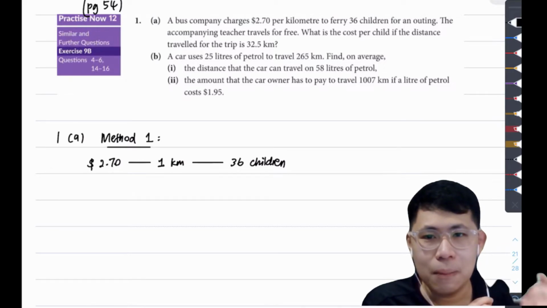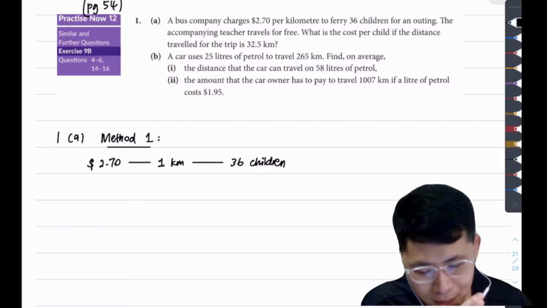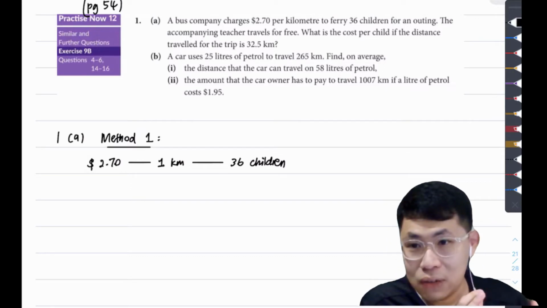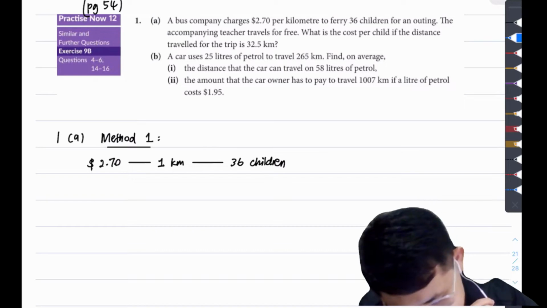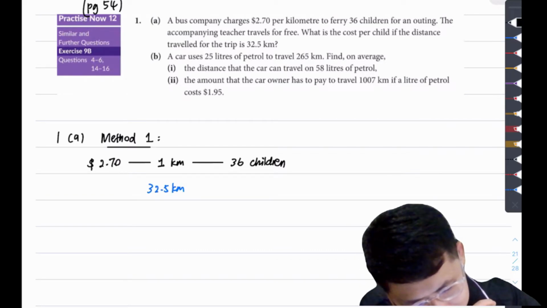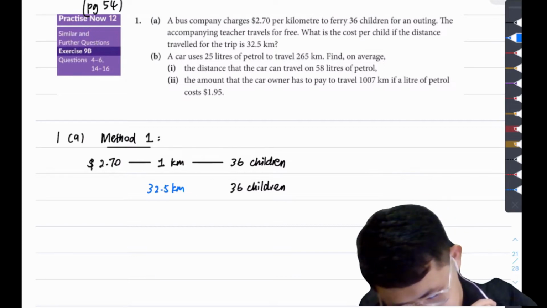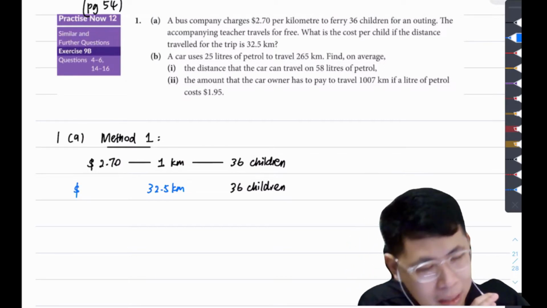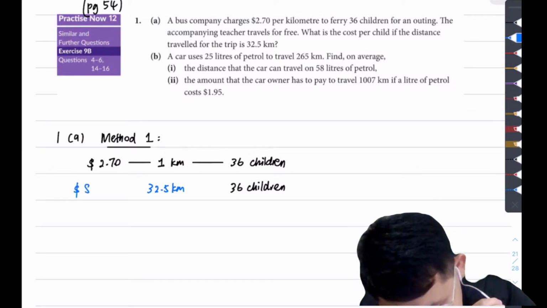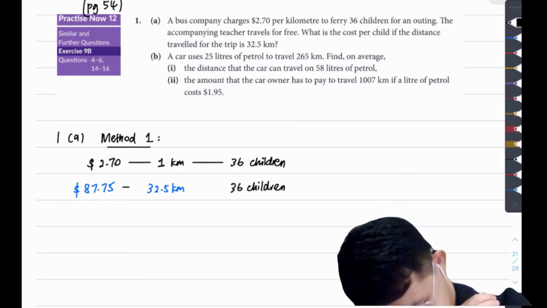Okay, cost per child, and then you change the distance to 32.5 km. So let's travel for 32.5 km first. So I'm going to make this 32.5 km. I'm keeping the number of children the same, so 36 children. Okay, I'm going to see how much it costs. So if I multiply by 32.5, it's going to give me 87.75. Okay, so this is my second set.